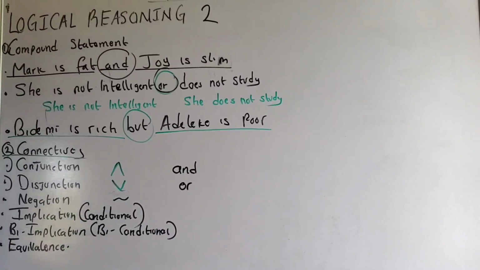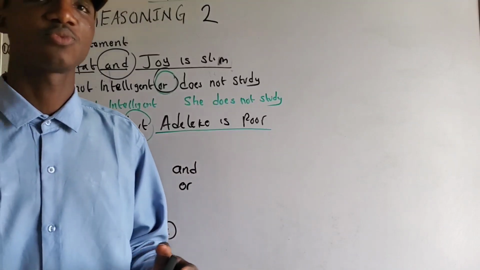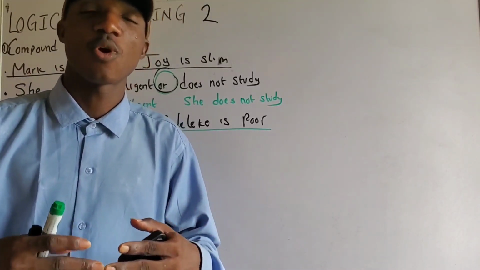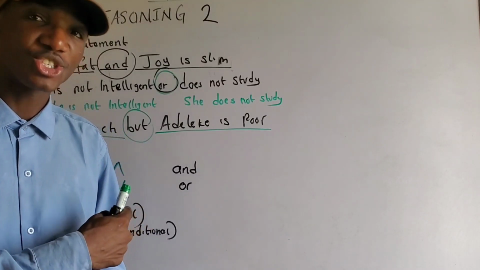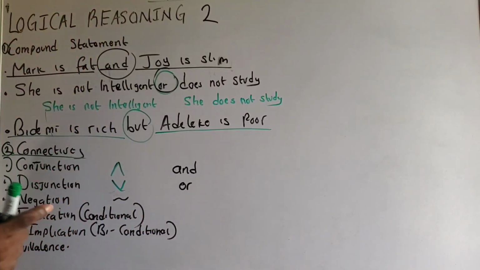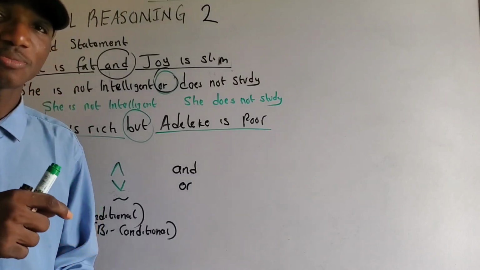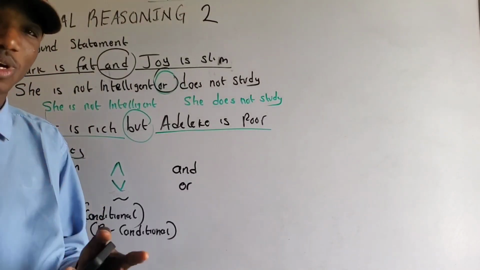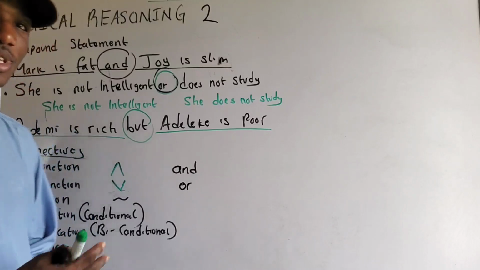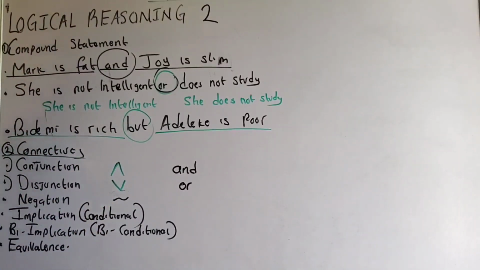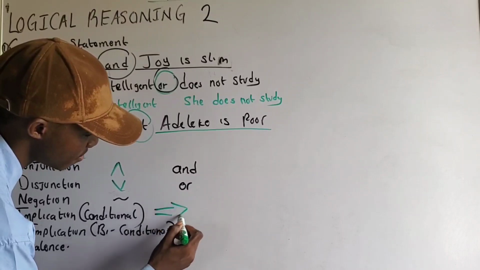Now we have the implication. Implication is also known as conditional. In implication, one statement depends on the other. Remember, when we talk about compound statements, we have two statements coming together to form a compound statement. In an implicative statement, one statement depends on the other. Don't worry, when we get there I'm going to emphasize it. I'm just giving you the symbols of the connectives now, so just pay attention. The sign used to represent implication is this sign.